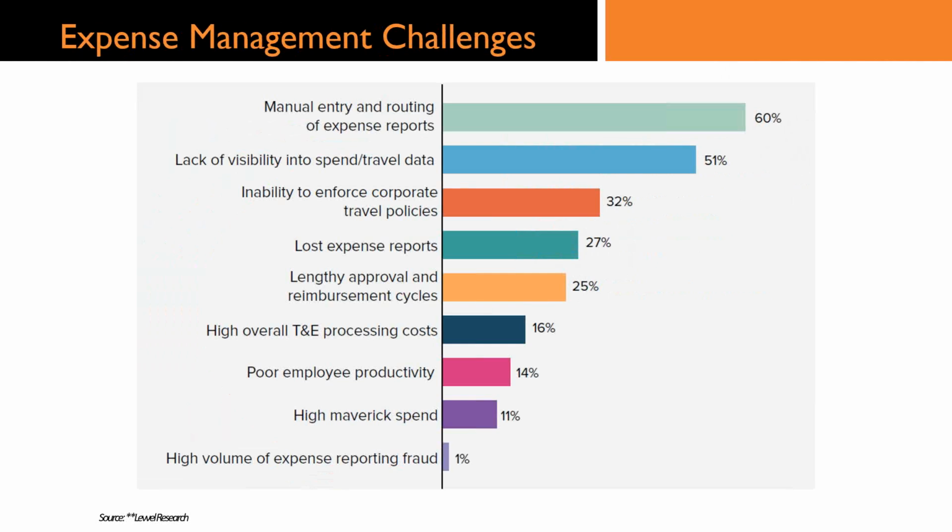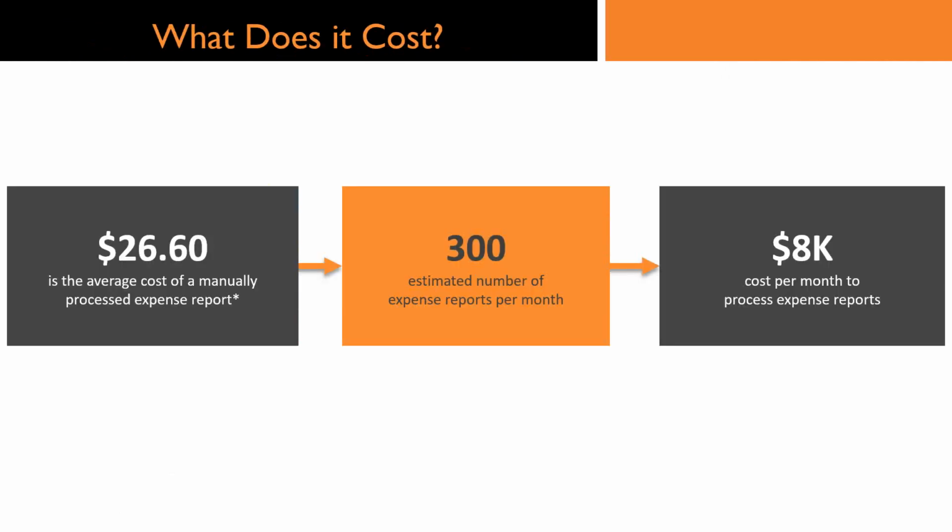Certainly, all of these things add up. The challenges convert to hard dollars and cents. What does that look like? Based on the same data and research, it's projected that the average cost to process an expense report manually is $26.60. So think about, in your organization, how many expense reports do you process every month? Now, we've got numbers and examples and benchmarks galore, of course, but I'll pick a safe conservative number of 300 expense reports per month. Just that alone is representing $8,000 a month in cost.